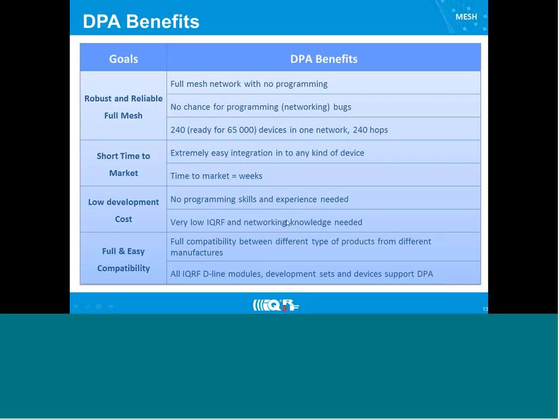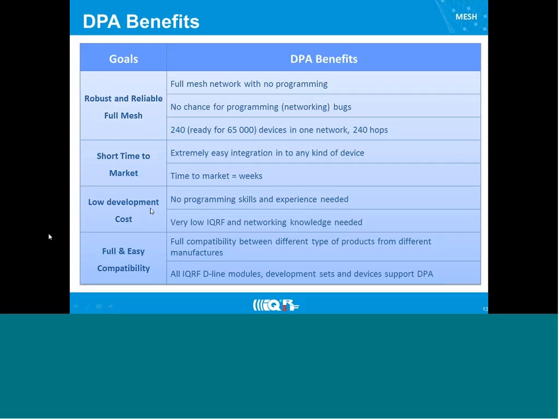The other benefit, which is very closely connected to the IQRF Alliance, is that once you use the DPA, all the other products from different manufacturers using DPA as well will be compatible with your product. That means that the products from different manufacturers will talk to each other if the manufacturer wants so. So if you want a closed system, it's possible. If you want an open product, then it's an opportunity as well.